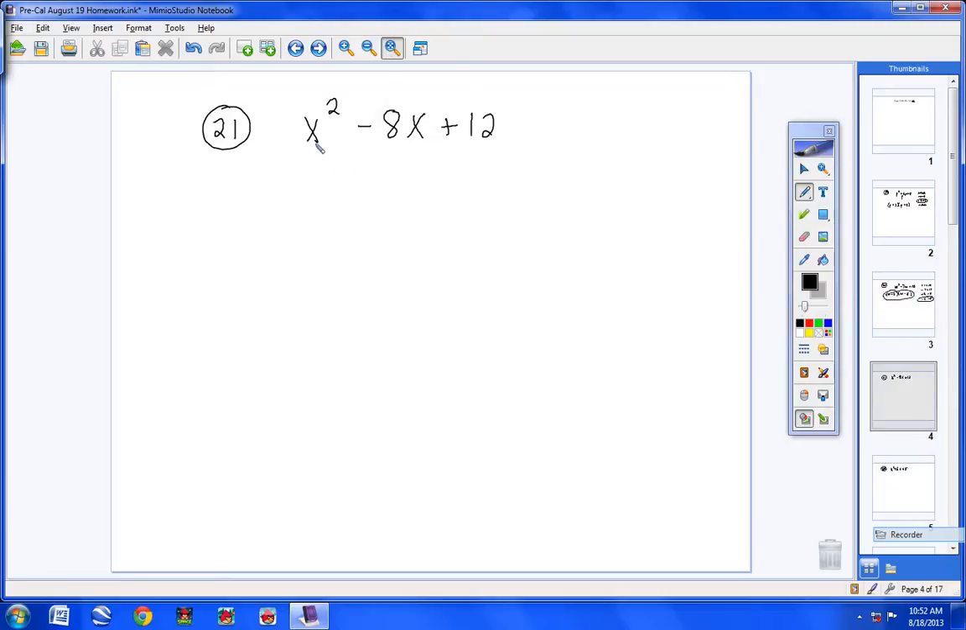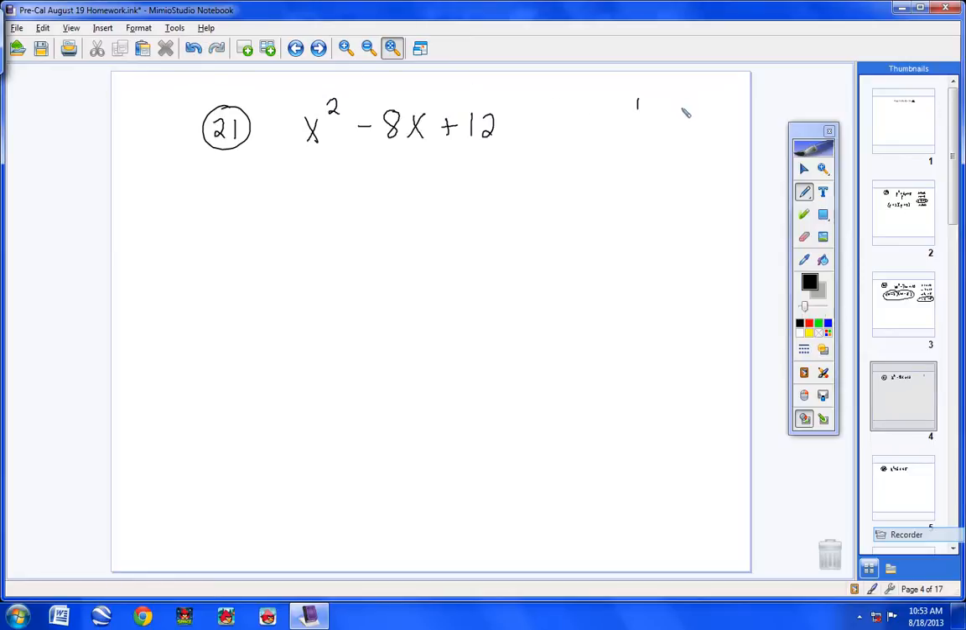21. Step 1, pull out what's common. Well, I've got a 1, an 8, and a 12, so there's no number I can pull out. I have no x in this term, so I cannot pull any x's out. So I've done step 1. Now, let's see what I've got. I've got a trinomial, 1, 2, 3 terms, with a lead coefficient of 1. So step 2 says to list out all the factors of your last term. In this case, it would be a 12.